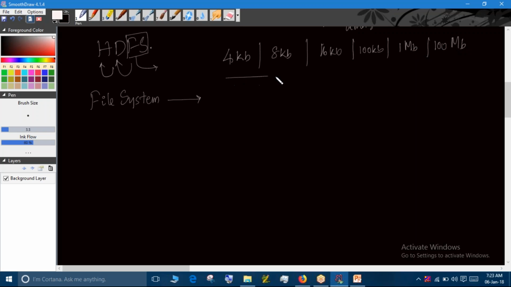So if you see this one, what is the advantage of keeping the block size to be small, and what is the advantage of keeping the block size to be big? Can you guess that one?